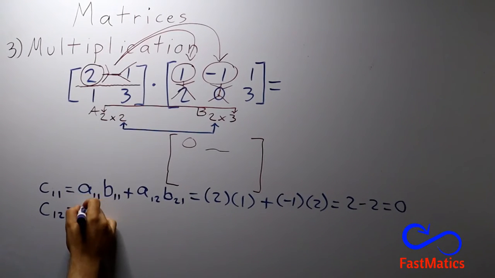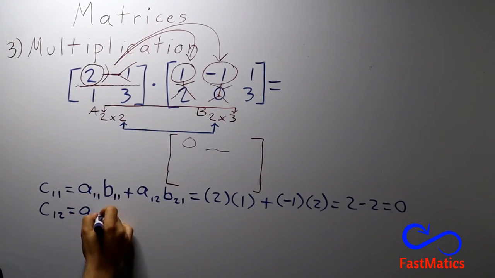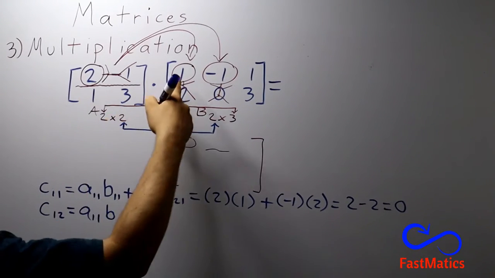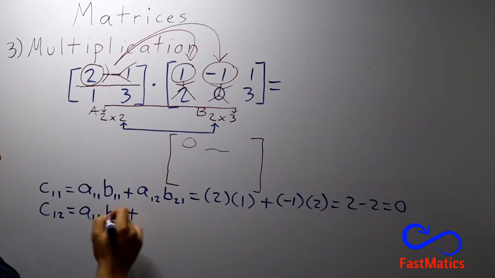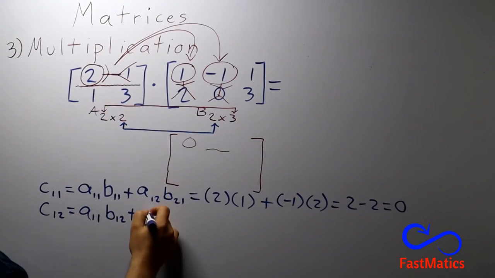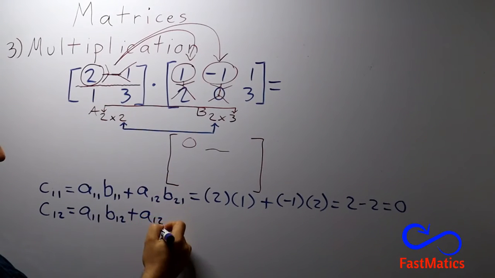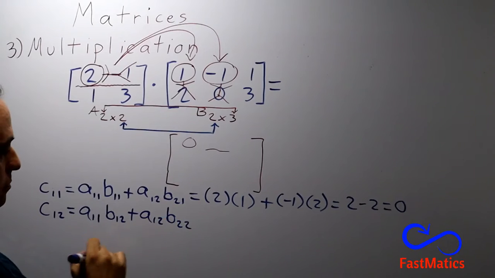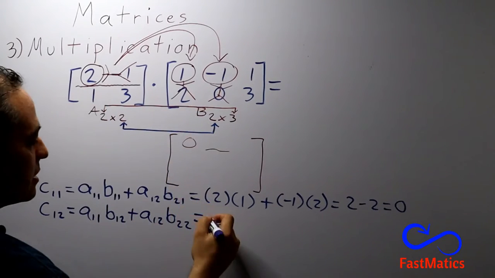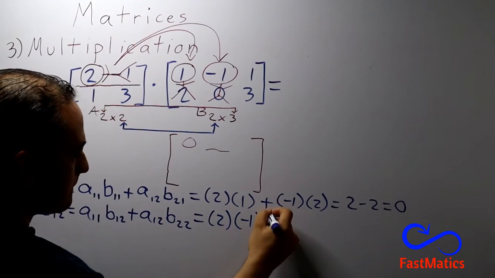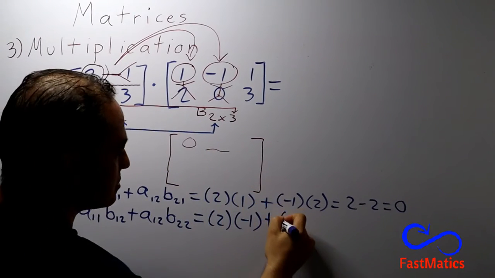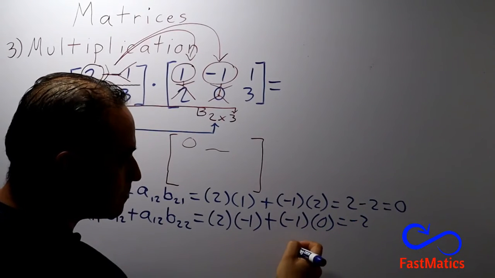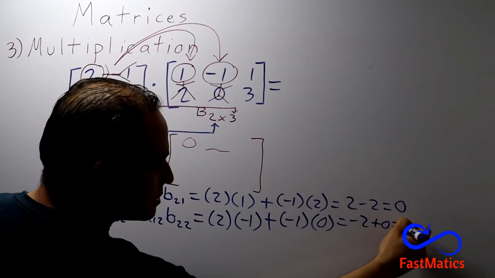So the element that is in the first row, first column times the number that is in the first row, second column, plus the number that is in the first row, second column times the number that is in the second row, second column. So 2 times -1 plus -1 times 0. Very easy. So -2 plus 0 is -2.